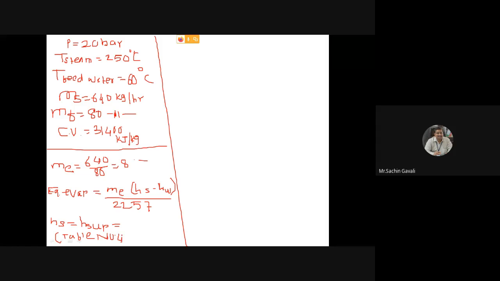So there the steam temperature is 250 and pressure is 20 bar. Okay, and there what value will you take? 2902.4. This is table number 4. Temperature is 250 and pressure is 20 bar. HS is equal to 2902.4 kilojoule per kg.